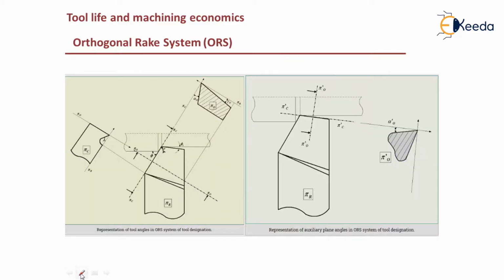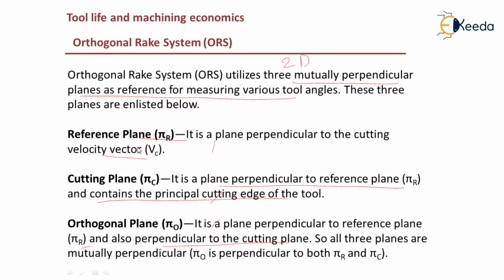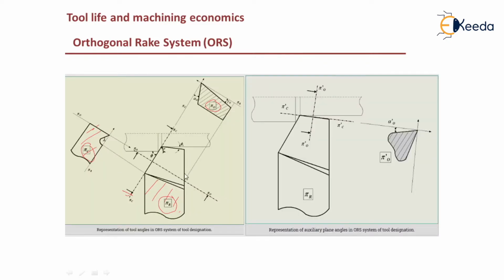So all the angles are shown here. Here you can see this is pi r, that is the rake plane, and then this is pi c, the cutting plane, and this pi c is the angle which you can see from this end, and this is the cross section of it. And then pi naught, that is the orthogonal plane, is given as pi naught, and this is pi r, the rake plane. So these three planes are shown here, pi c, pi r and pi naught.